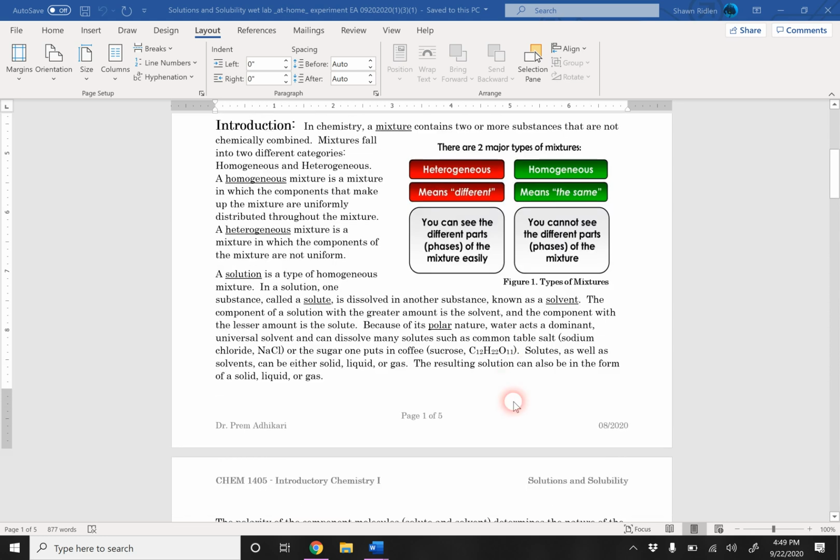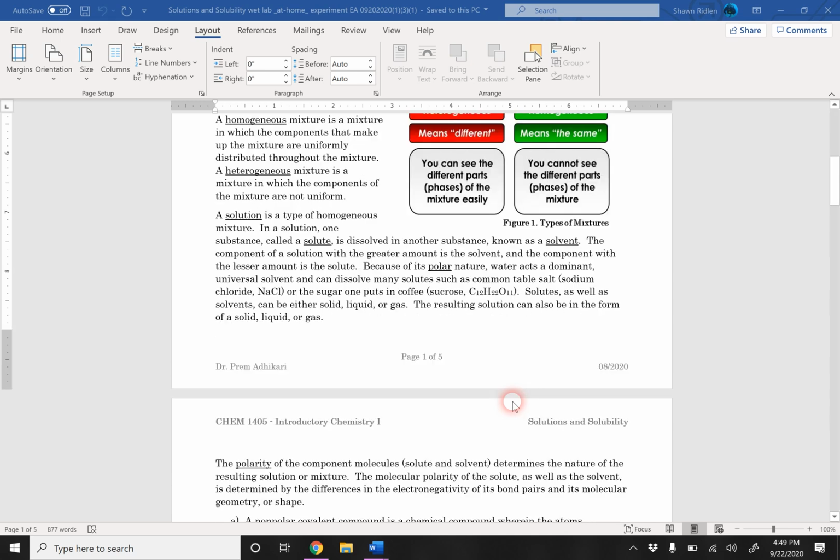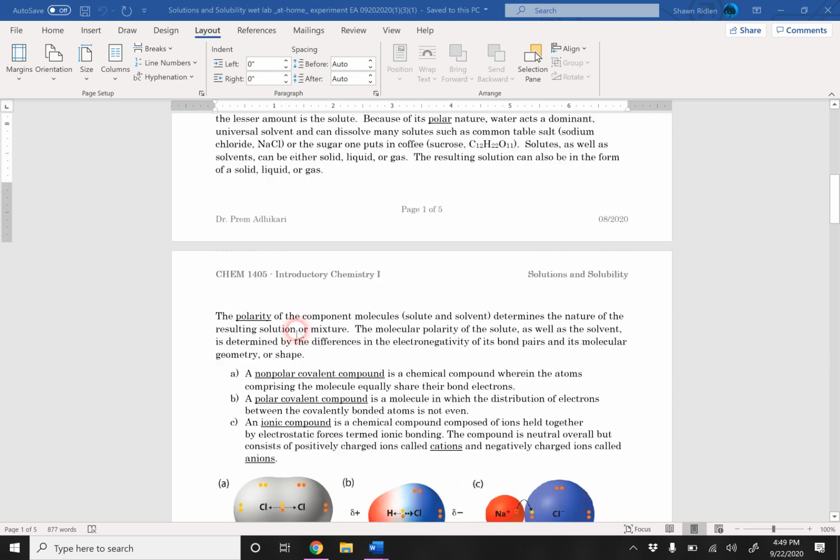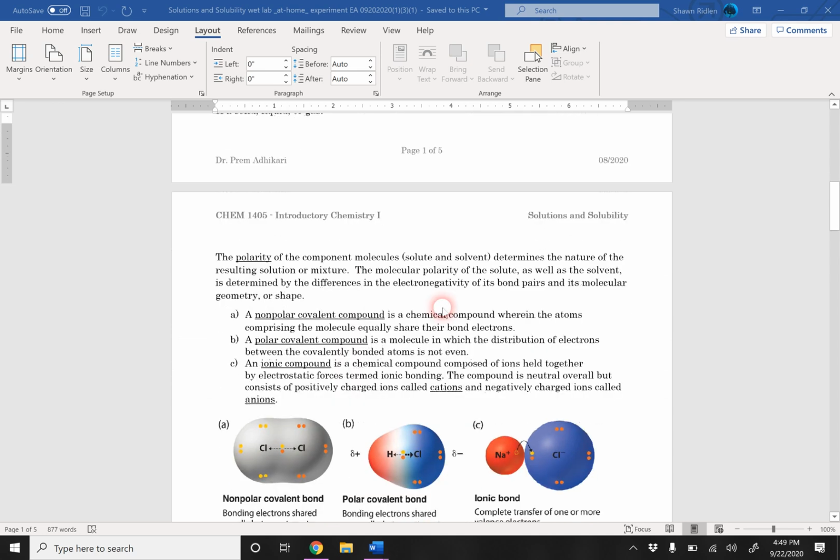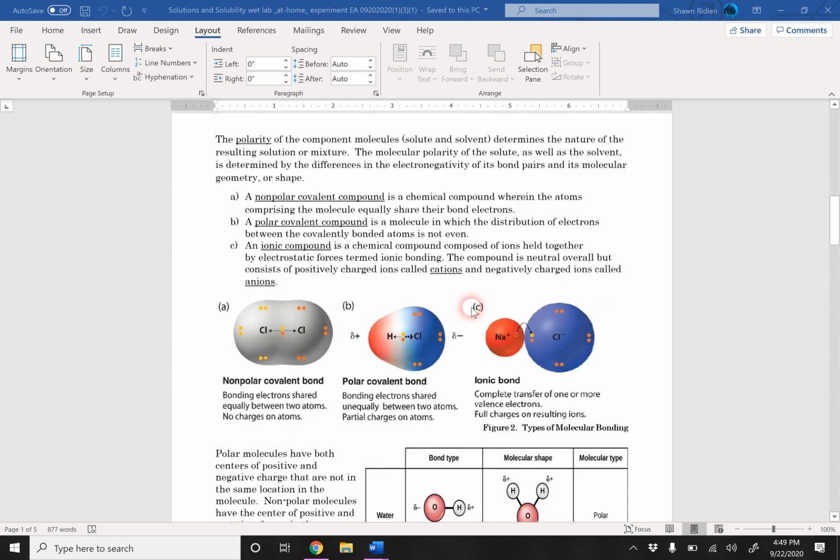And one thing that we need to know is that polar solvents dissolve polar solutes, and nonpolar solvents dissolve nonpolar solutes. So if we scroll down a little bit, we'll talk about polarity. Okay, so what exactly is polarity? We have three ideas to think about: nonpolar covalent bonds, polar covalent compounds, and ionic compounds.